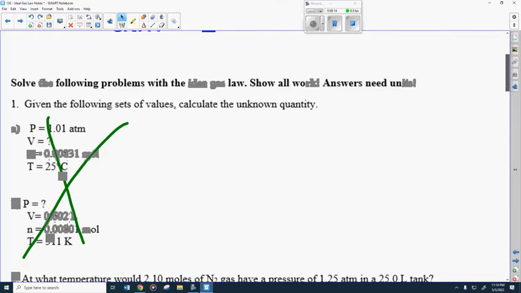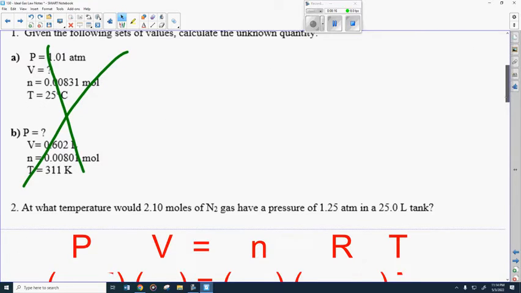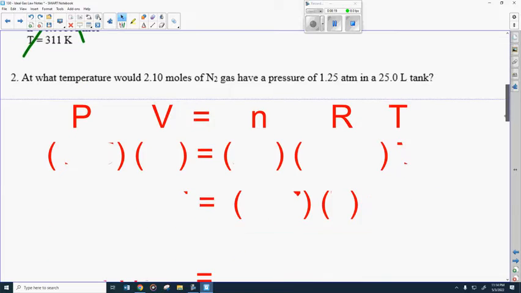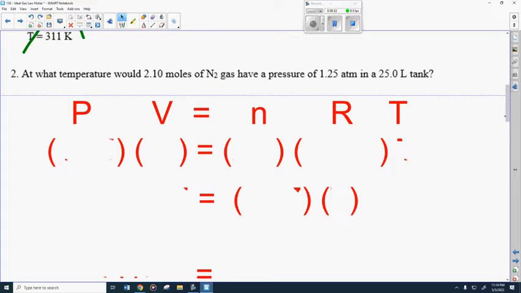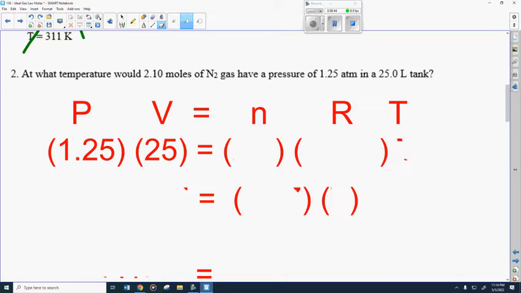So go ahead and you can skip that first one. I wouldn't really worry about that. Let's talk about this next one here. Okay. At what temperature, so we're looking for T, with 2.1 moles, so it's already in moles, that's great, of nitrogen gas at a pressure of 1.25 atmospheres in a 25.0 liter tank. Well, I'm just going to set PV equals nRT. My pressure is 1.25. My volume is 25. My n, which should just be moles, and this is already there, so I don't need to convert, is 2.1.